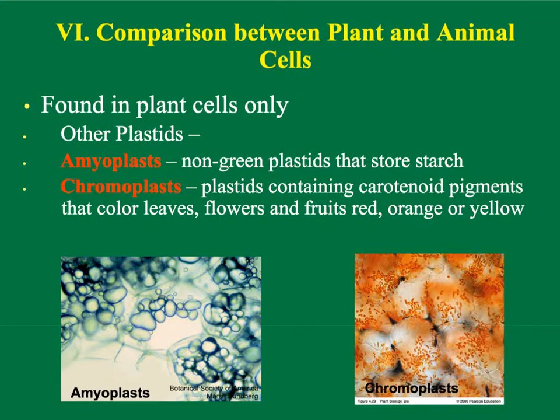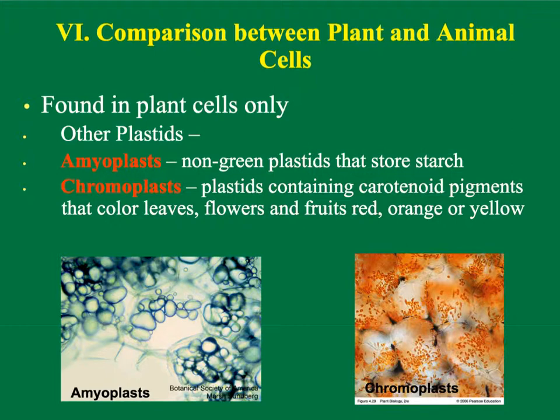Some of the other types of plastids that we'll be looking at are the amyloplasts. These are non-green plastids that store starch. So for example, we'll be looking at potatoes, and you probably have heard that you shouldn't eat a green potato. The potato turns green when it is in the light, and that's because the amyloplasts, which store the starch, actually turn into chloroplasts when exposed to light. So these plastids can go from one state to another depending upon environmental cues.